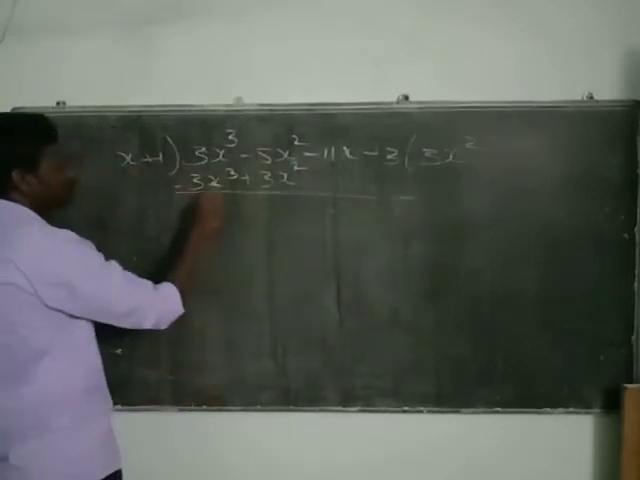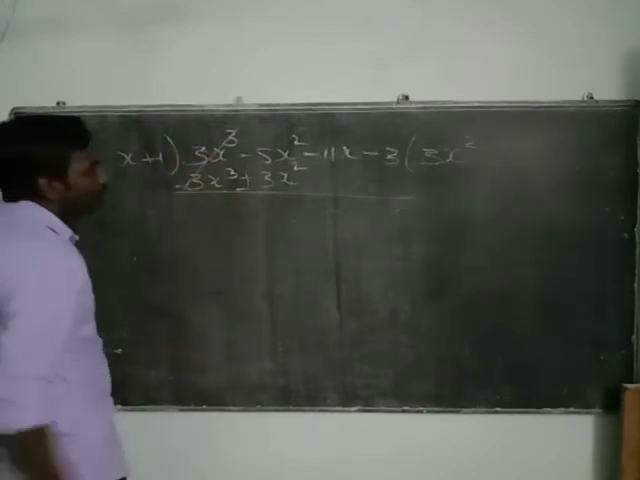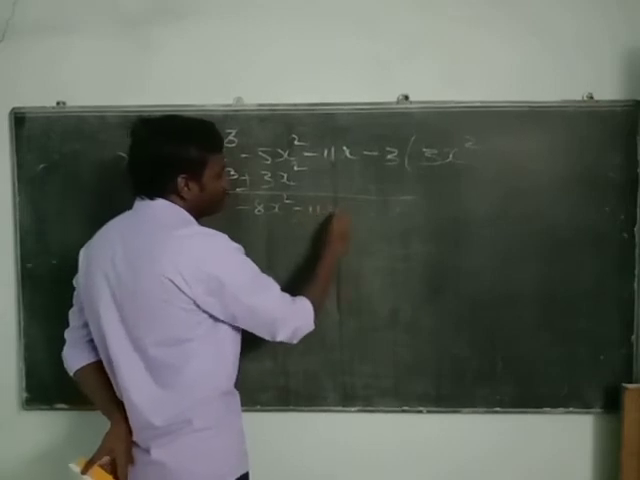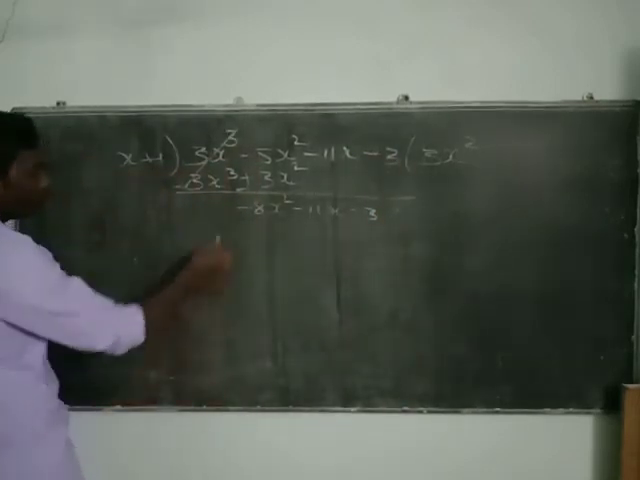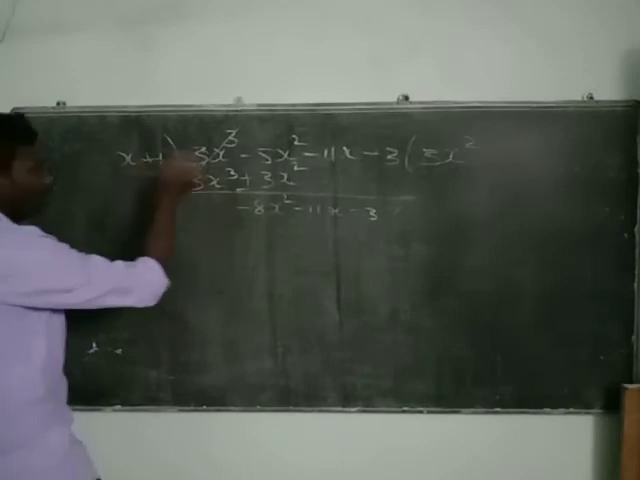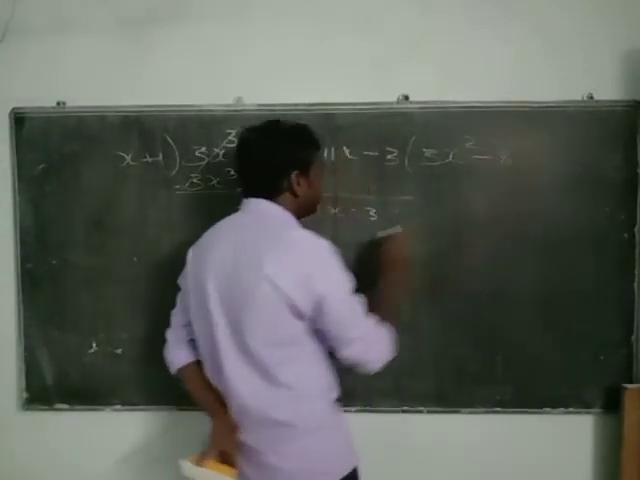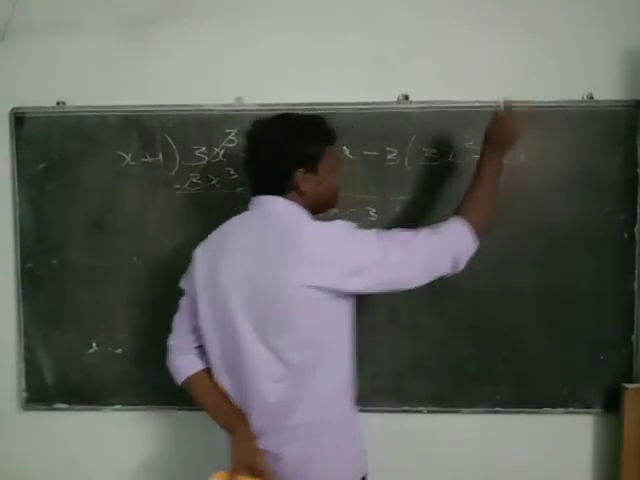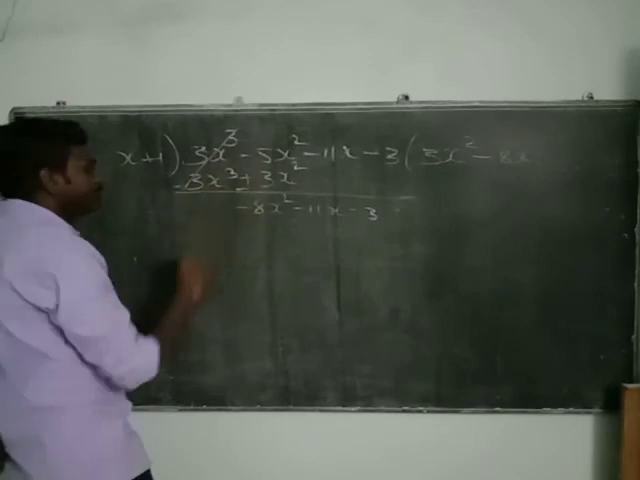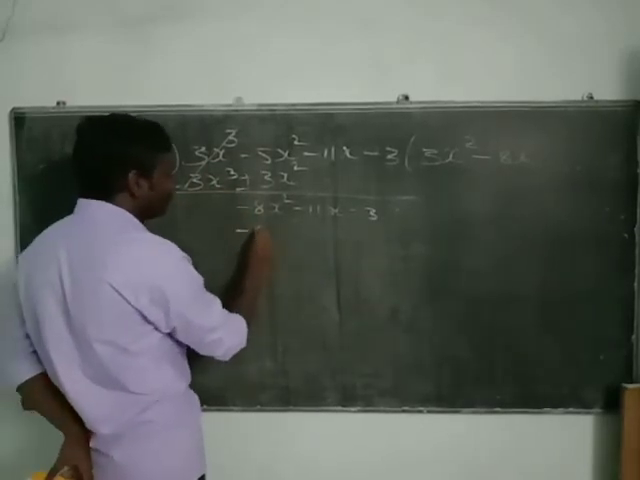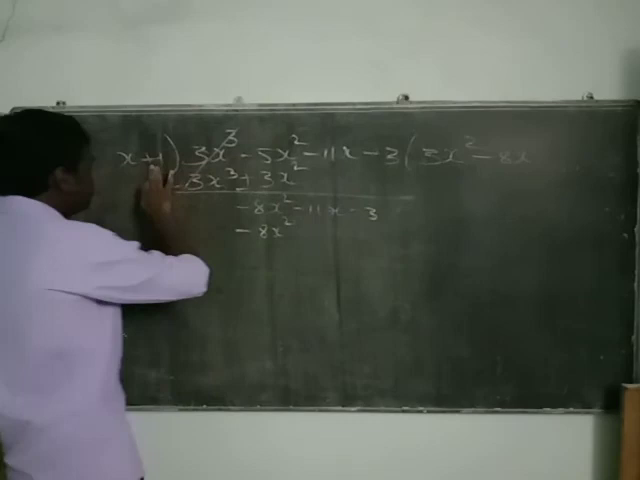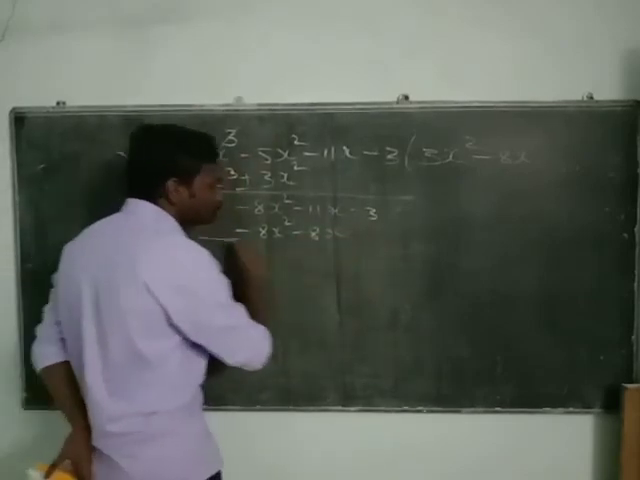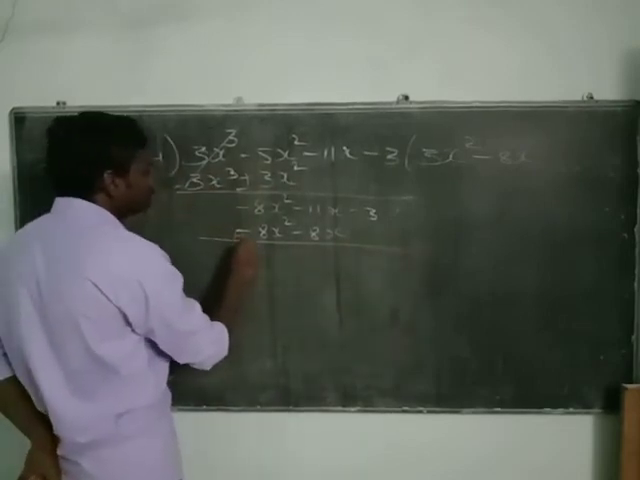Now let me solve this. Subtracting, these two get cancelled, and I will get minus 8x square minus 11x minus 3. Now the coefficient I require is minus 8. So multiplying with minus 8, I will get this coefficient, and I already have x, so I require another x here. So minus 8x is required to multiply. Minus 8x multiplied with x is equal to minus 8x square, minus 8x.